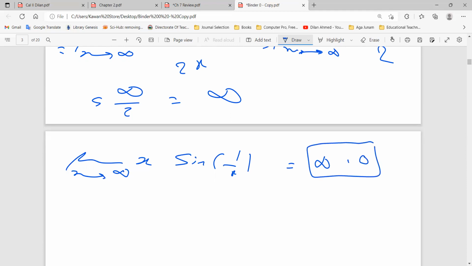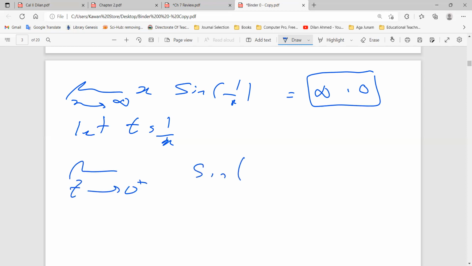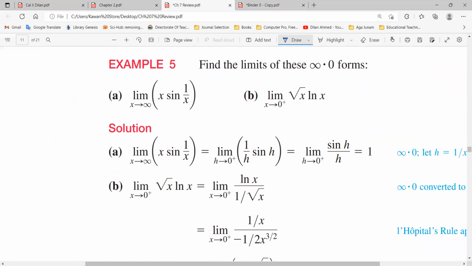How did we solve that one in the previous lecture? We saw that one before. We changed to t and 1 over t, then you will solve that. So limit as t approaches 0 of sine t over t was equal to 1. Okay. Here we have h, change to h.